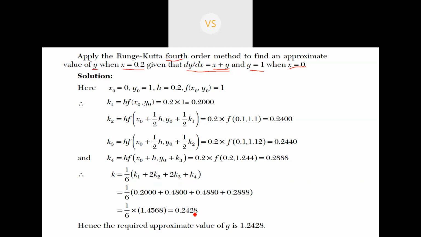Now what will be the value of y? As I told you, y1 will be what? y0 plus k. Now what is the value of y0? Y0 value we are having as 1. Here you can see the value of y0, it is 1. Okay, so the y value you are getting as 1 plus this k, 0.2428 value.